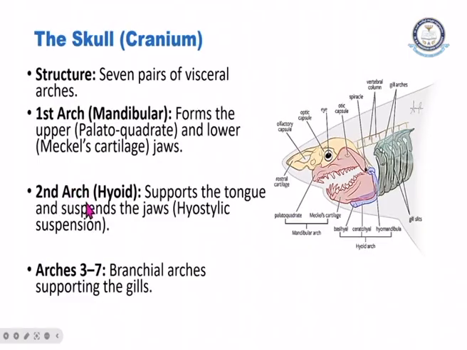Skull or cranium structure. If we go into some detail, 7 pairs of visceral arches are present. The first arch is called the mandibular arch and forms the upper palatoquadrate and lower Meckel's cartilage jaws. The second arch, or hyoid arch, supports the tongue and suspends the jaws. This is a hyostylic suspension. Arches 3 to 7 are branchial arches supporting the gills.